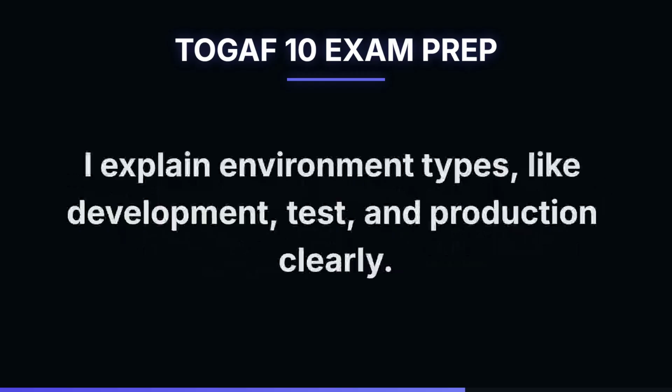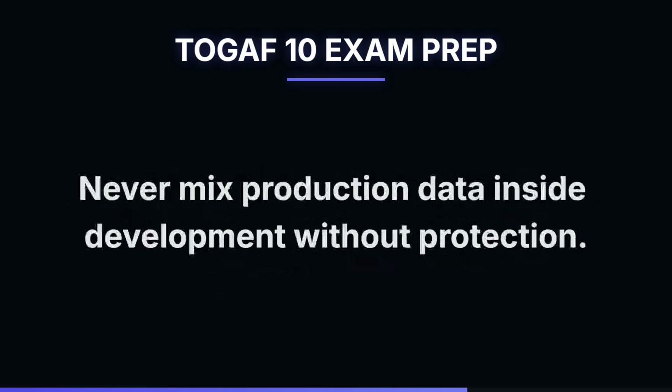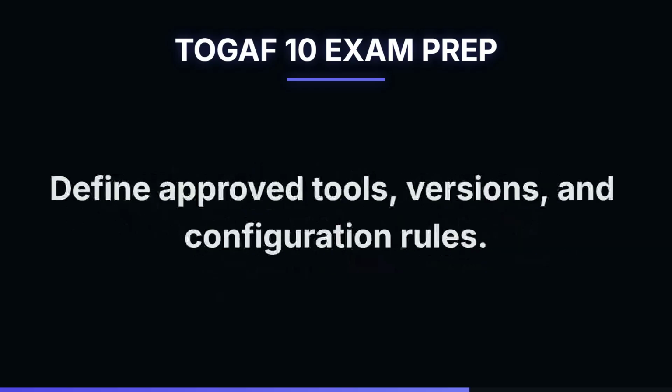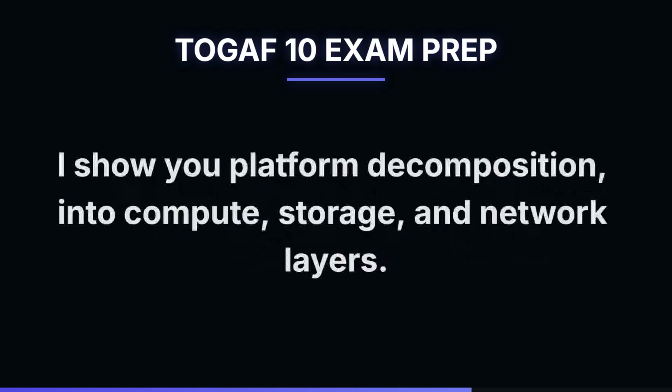I explain environment types, like development, test, and production clearly. Each environment should have defined purpose and access rules. Never mix production data inside development without protection. Technology standards reduce confusion across many teams. Define approved tools, versions, and configuration rules. This keeps support easier and lowers compatibility issues.